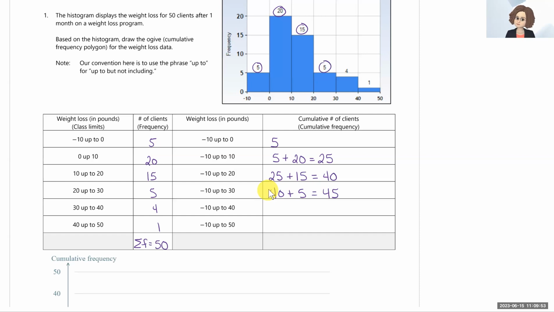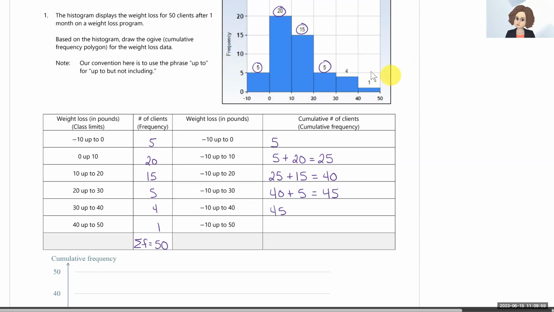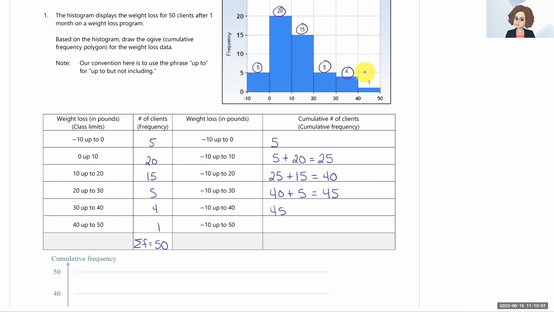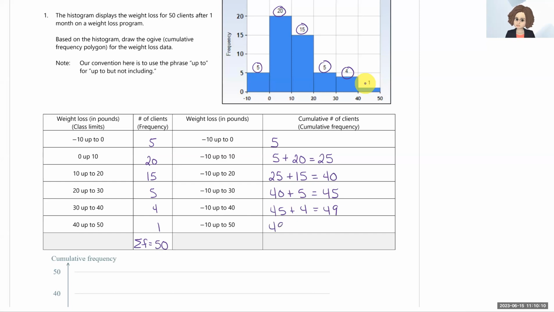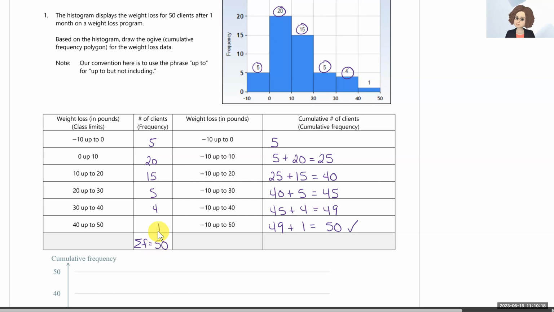And then if I go up to 40 pounds, we have 45 people already. I'll add in the next 4 people in that group. That brings me up to 49 people. And then finally, just 1 person out here. So 49 plus 1 brings me up to all 50 people in the study. So ending at 50 is appropriate here to include everybody. All 50 people in the study lost somewhere between negative 10 up to, and not including, 50 pounds. All right, so that's what cumulative means.